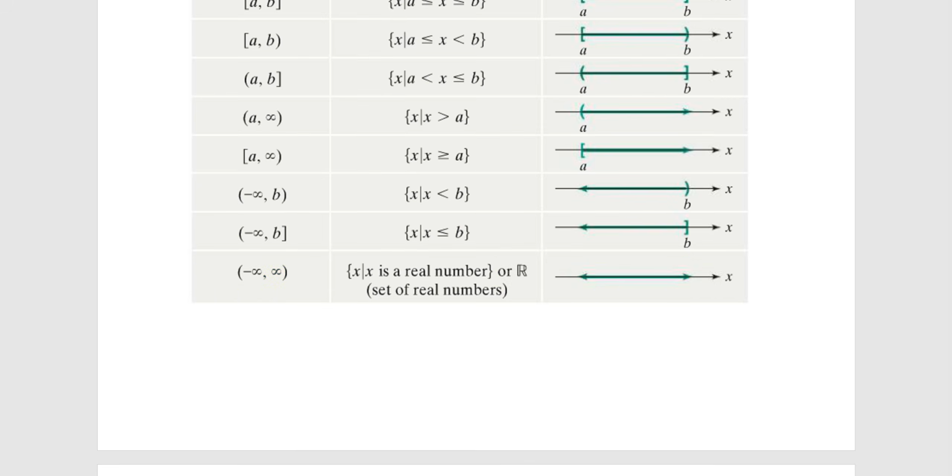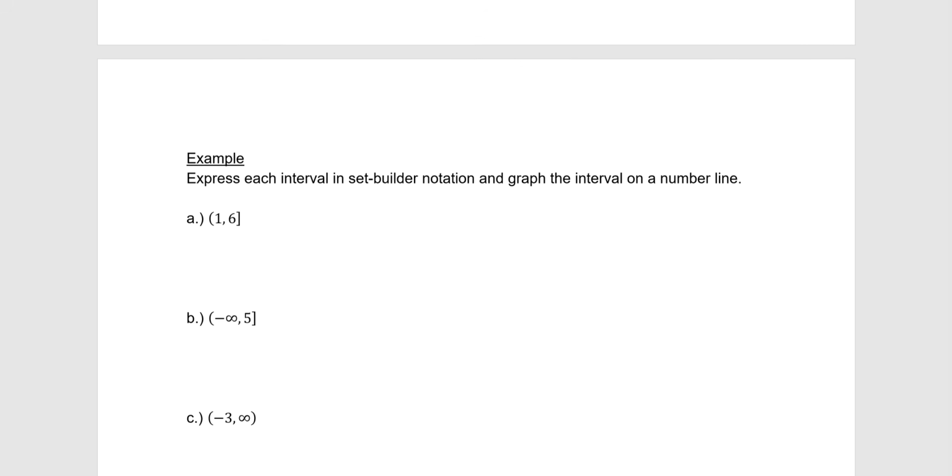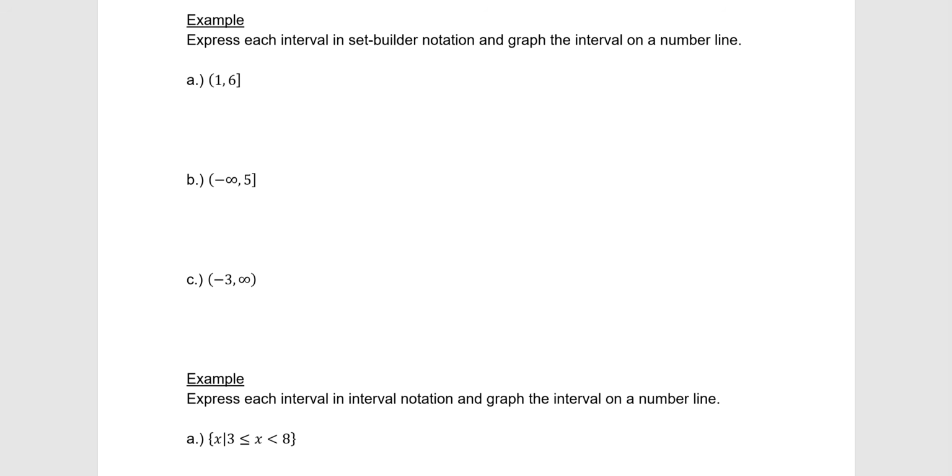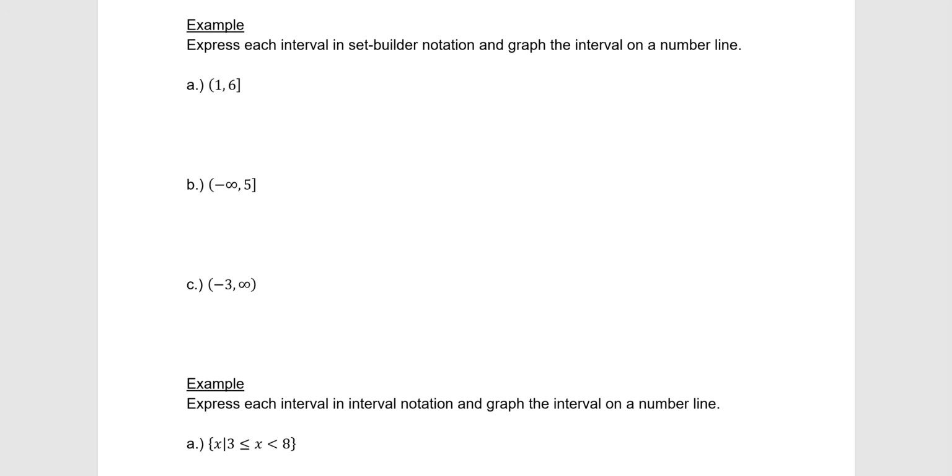Okay, so let's do a couple examples converting between the two to make sure we're comfortable. So for these first ones, let's express the interval, which is in interval notation, in set builder notation, and let's also just create a little sketch of a number line and graph the interval. So we have the interval from 1 to 6, not including 1, but it is including 6. So it would look like this in set builder notation.